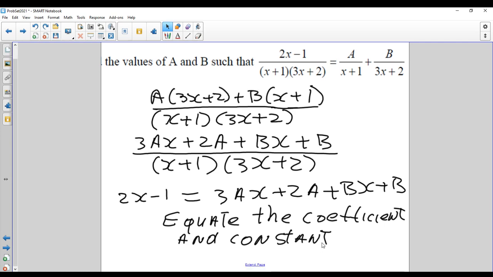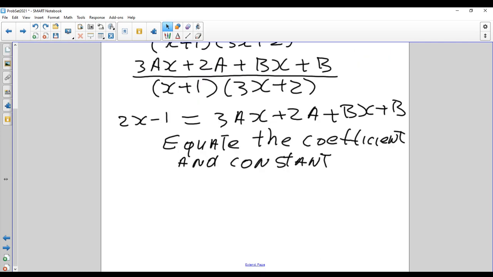What do I mean by that? Well, let's talk about the x's first. There's an x here and there's an x here. Let's factor out the x out of those two terms. So let me circle the ones that I'm talking about here.